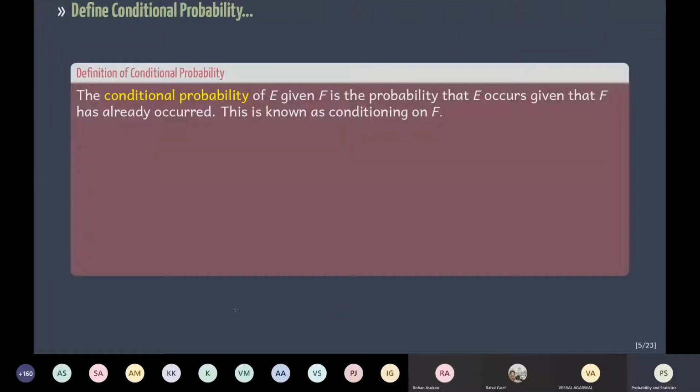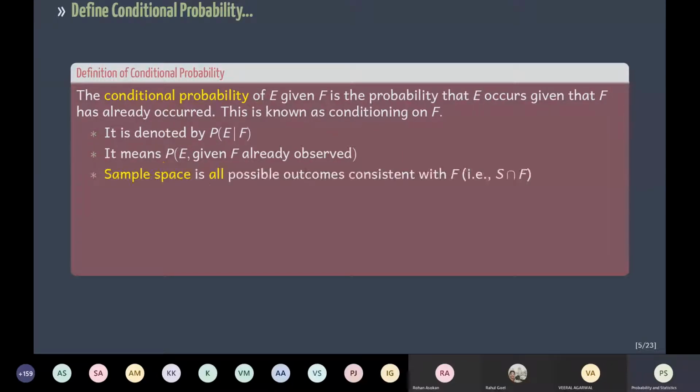Let me do a couple of examples. I can already define conditional probability, since I gave you some intuition before. The way conditional probability is denoted is the probability of E given F. The conditional probability of E given F is the probability that E occurs given that F has already occurred. It means the probability of E given that F has already been observed. So that's the same thing.